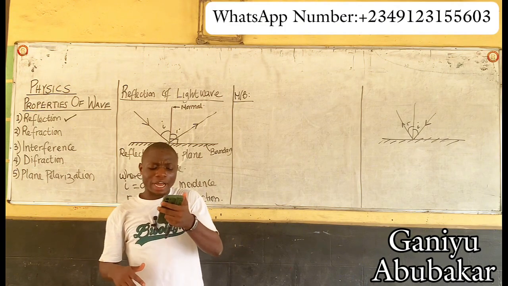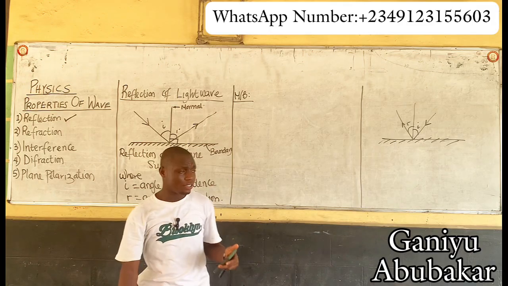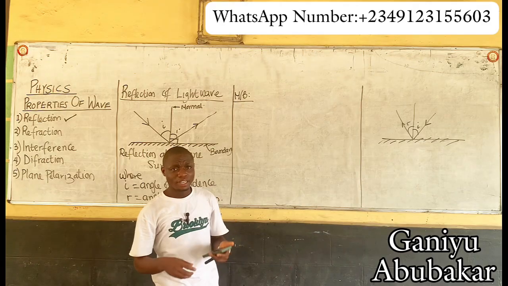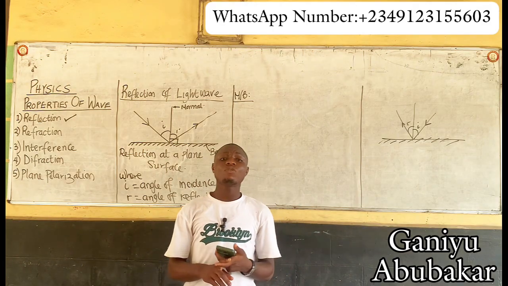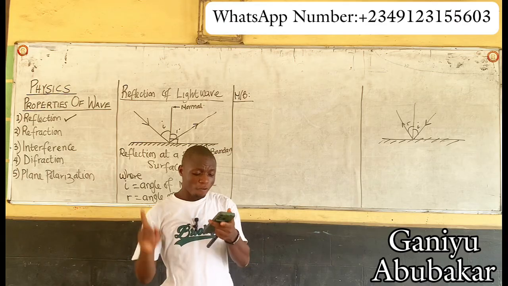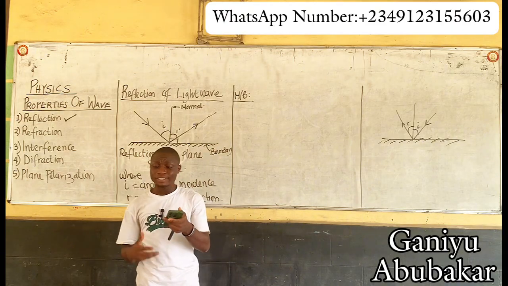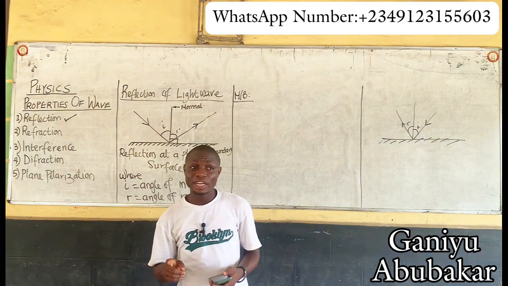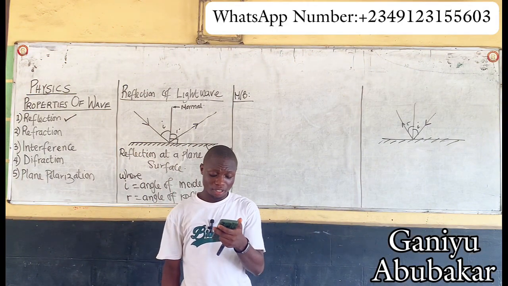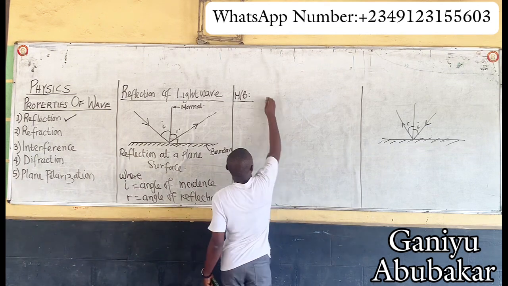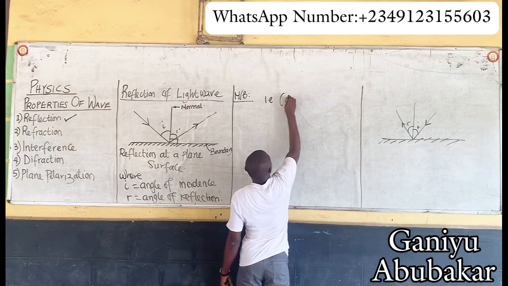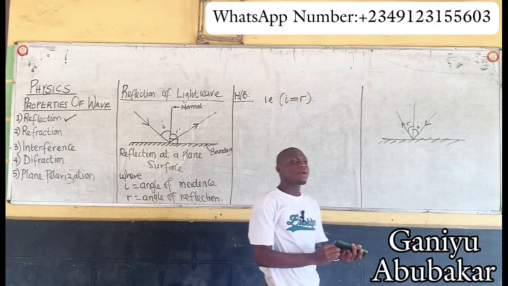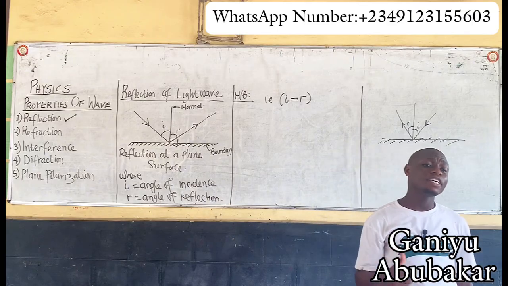From experiment, it has been shown that the angle of incidence is equal to the angle of reflection. From experiment, it has been shown that the angle of incidence is equal to the angle of reflection. That is, I equals R. So look up, please. From experiment, it has been shown that I equals R.